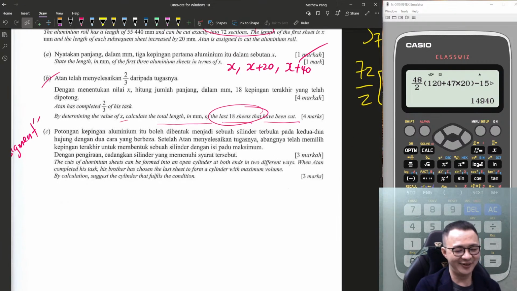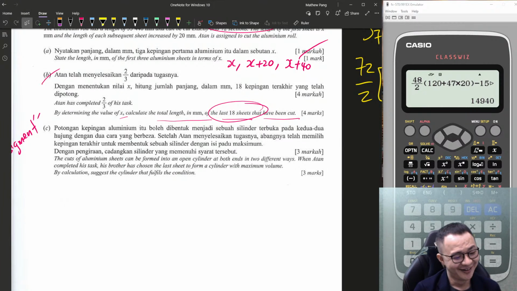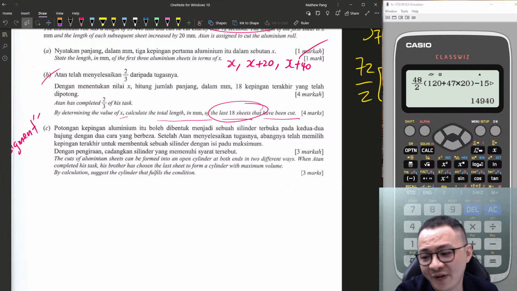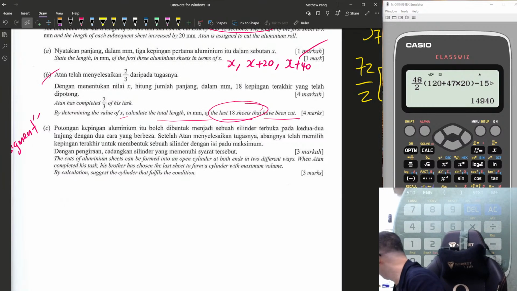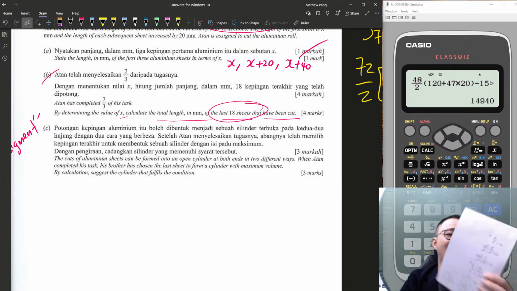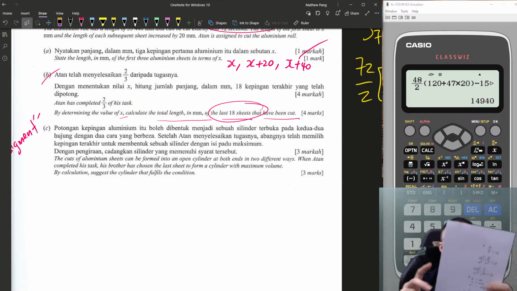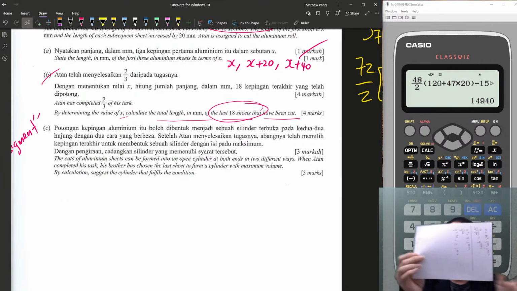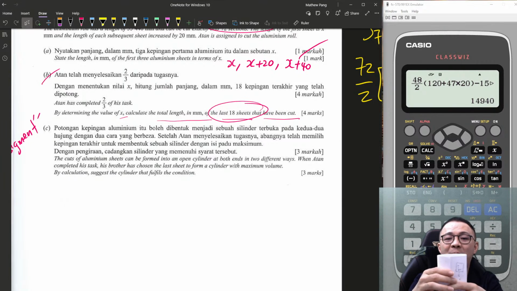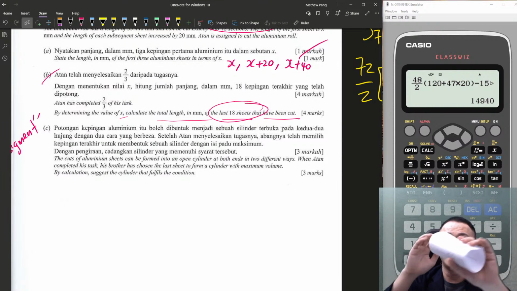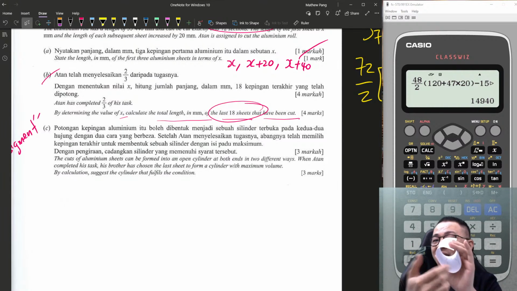Alright, then let's have a look at the assignment. Right, so the cut of the aluminum sheets can be formed into one open container, an open cylinder. This one I've demoed many times in my life, just in case some students might still be lost here. So if I cut out a piece of aluminum and rotate it like this, I actually get an open-ended cylinder. Do you see this cylinder? This end is open, this end is open.